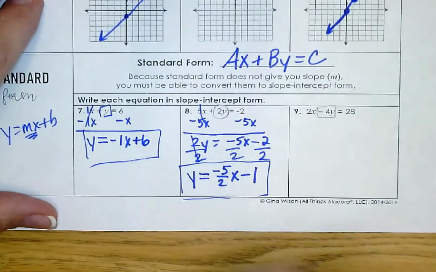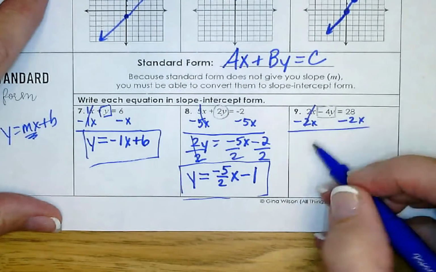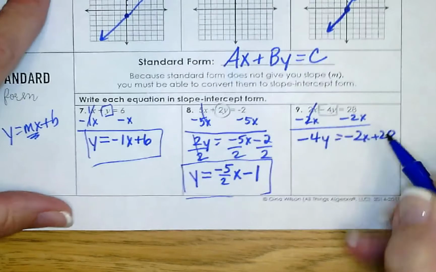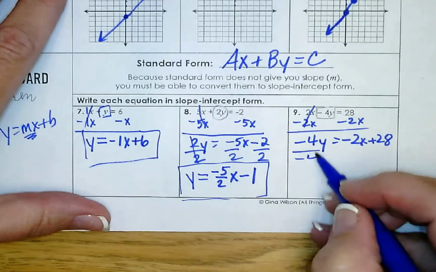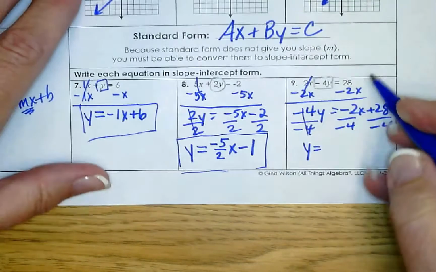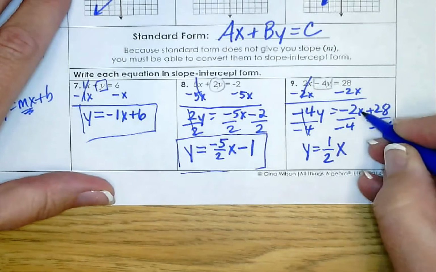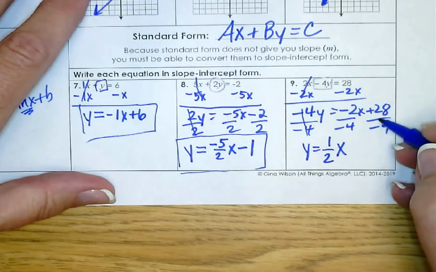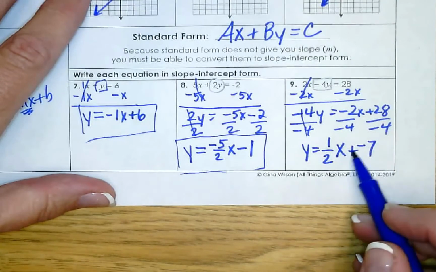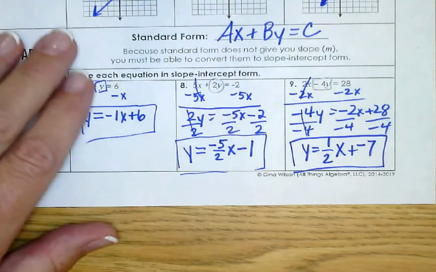So negative 4y needs to stay there for now. Subtract 2x from both sides. So negative 4y equals negative 2x plus 28. Next step, divide all the terms by negative 4. Y equals negative 2 over negative 4 is positive 1 over 2. Here's my x. 28 divided by negative 4 is negative 7. So you could put that plus negative 7, or you could just put minus 7. Okay?